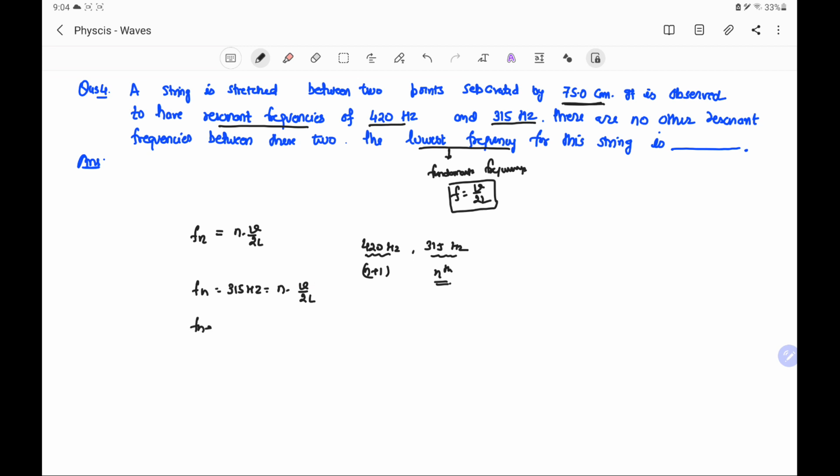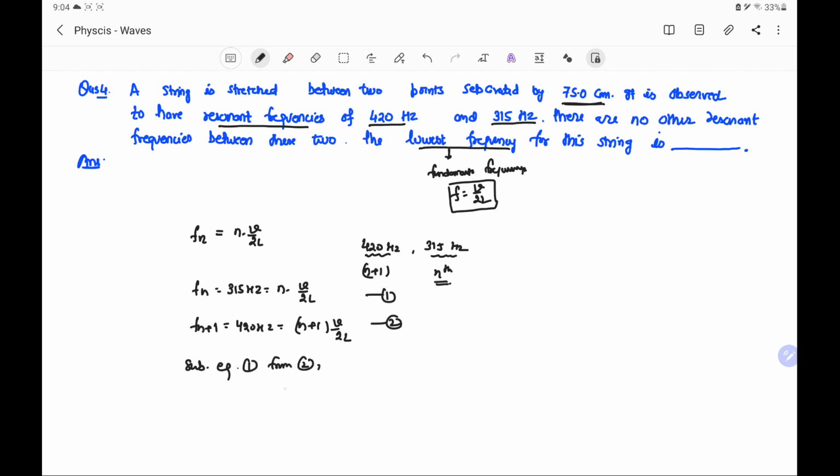Similarly, F(n+1), if it is oscillating in n plus 1 number of loops, the frequency is 420 Hz and it will be equal to (n+1) V by 2L. This is equation number 1 and equation number 2. Now subtract equation number 1 from 2.